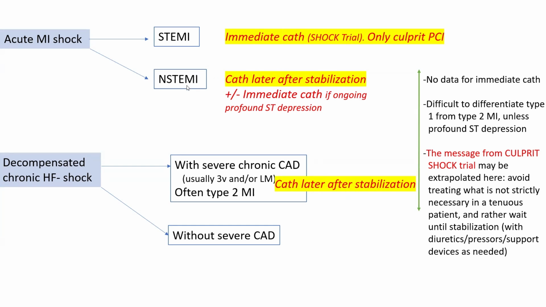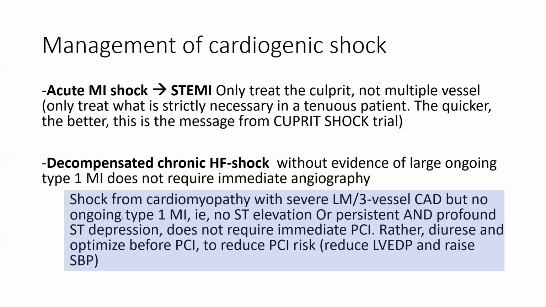The only exception may be the non-STEMI shock with ongoing and profound ST depression. Again, the two key words that I will keep using with non-STEMI and shock is ongoing and profound ST depression, not based on a troponin. So shock from cardiomyopathy with severe left main or 3-vessel disease, but no ongoing type 1 MI, meaning no ST elevation, or no profound and persistent ST depression, does not require immediate PCI. Rather, diuresis optimized before PCI to reduce the PCI risk, reduce LVEDP, raise blood pressure, and allow the patient to tolerate PCI without decompensating during your procedure.